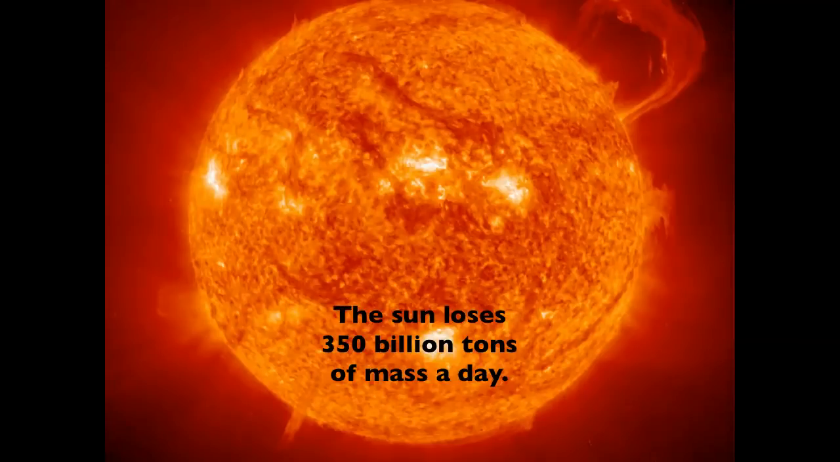Now, over the course of a day, the sun gives off lots of energy, and because the sun is losing energy, it must also be losing mass, because mass and energy are related by this relationship, E is equal to mc squared. And if I figure out how much energy the sun loses every day, I can work out how much mass it loses. And the answer is 350 billion tons of mass. And that's mass being converted into energy every day. Crazy.